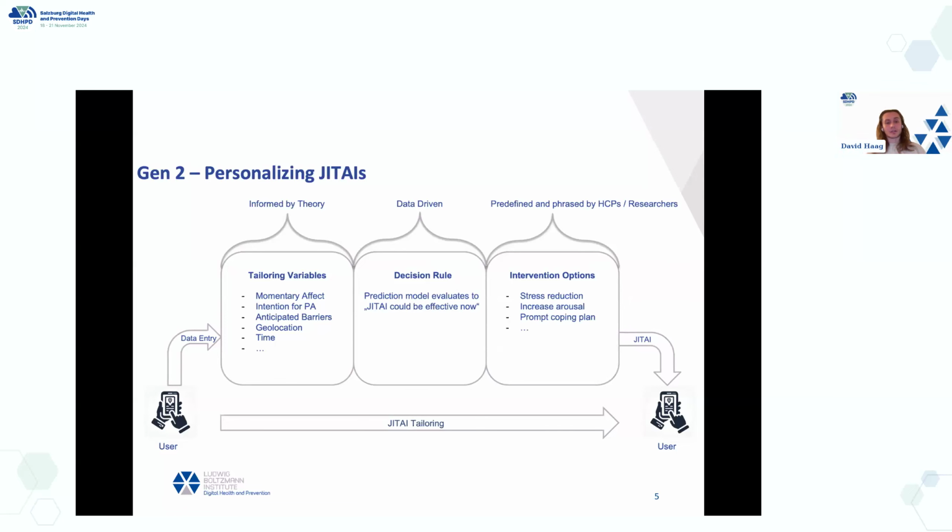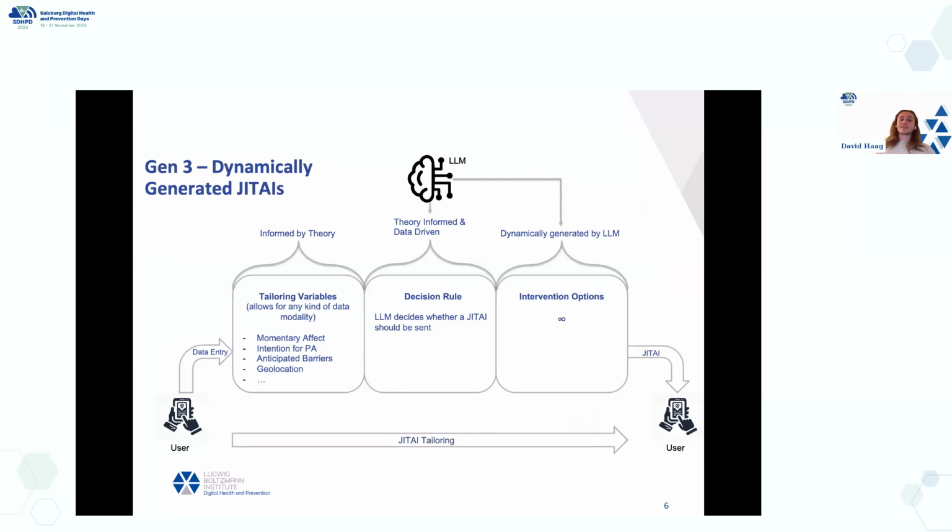So what we're now proposing, or have proposed in the recent work, is the third generation of just-in-time adaptive interventions, which we call dynamically generated JITAIs, where we use a large language model in the place of the decision rule and for the intervention options.